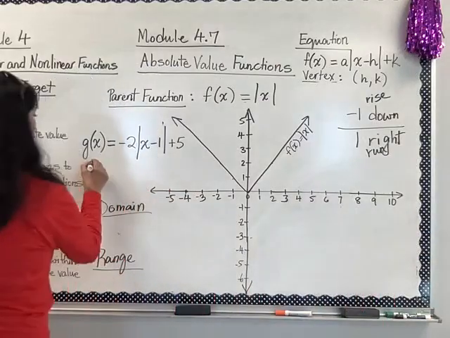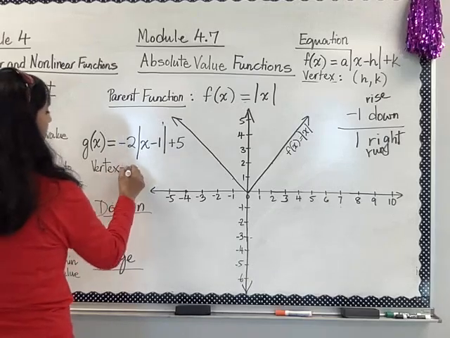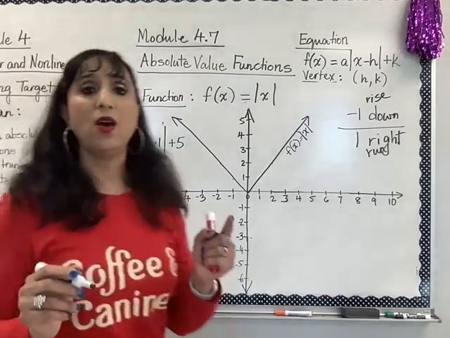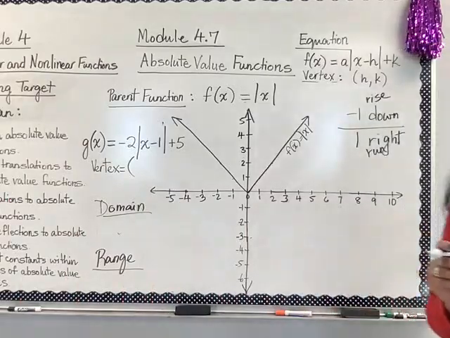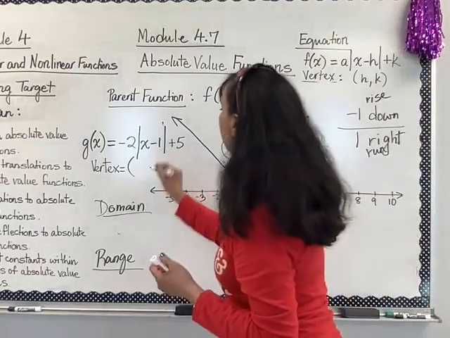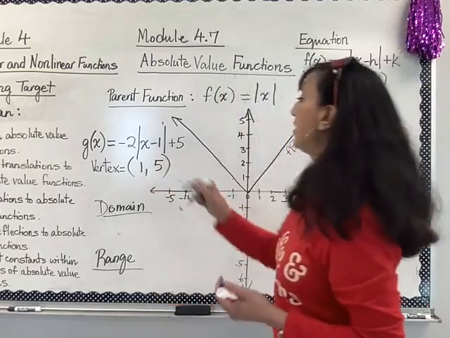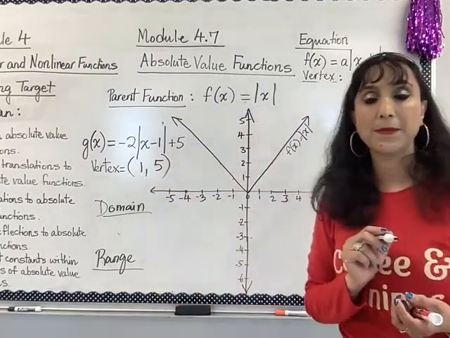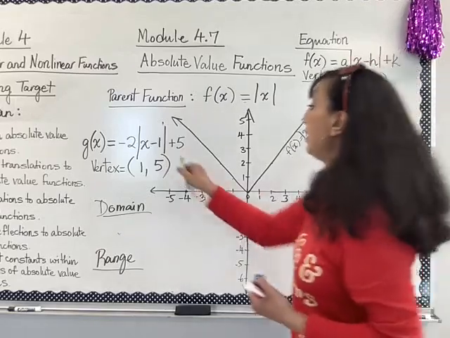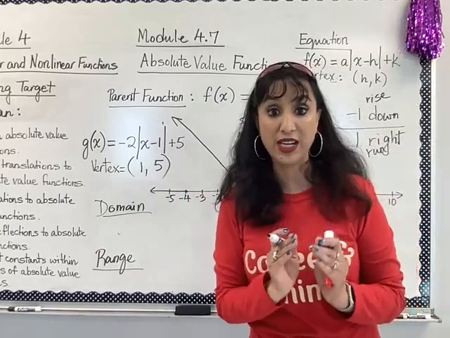So if I have my vertex, I know that since it's x minus 1, it's moving to the right. So this is 1 and this is 5. That's where my vertex is going to be. Once again, this is x, this is y for my ordered pair for the vertex.